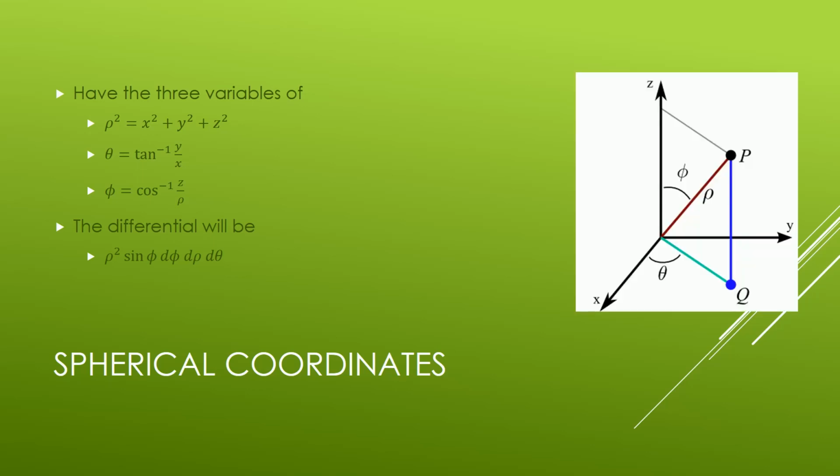And here's a quick picture of how that ends up looking. So as you can see, theta is just your angle on the xy plane. But phi is the angle between the vector of your point and the z-axis. So whenever you're dealing with this, you have to get rho first in order to find out what phi is. It's not a very nice conversion.